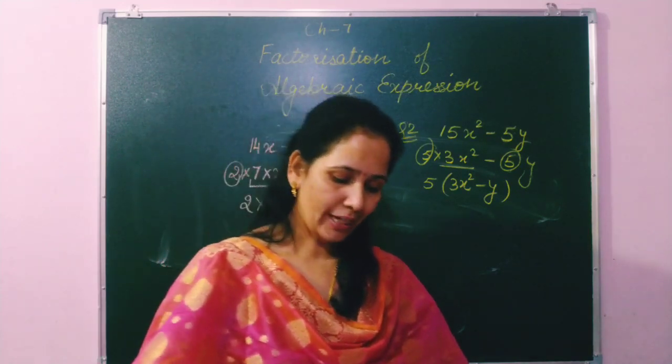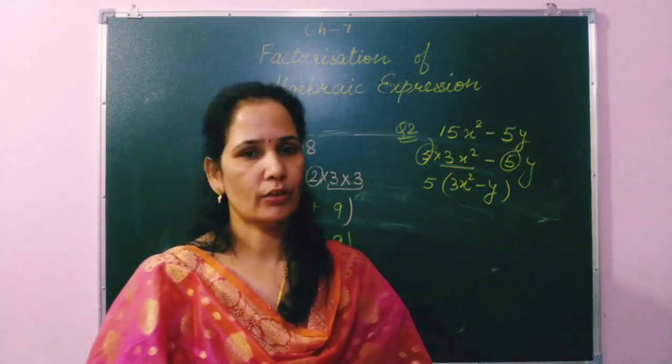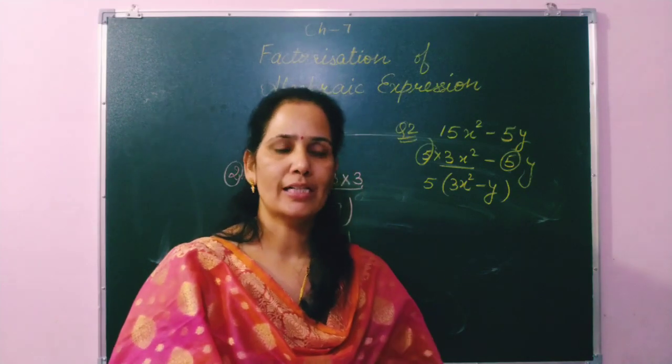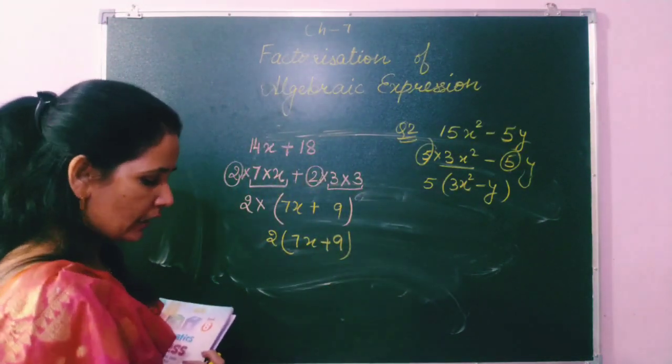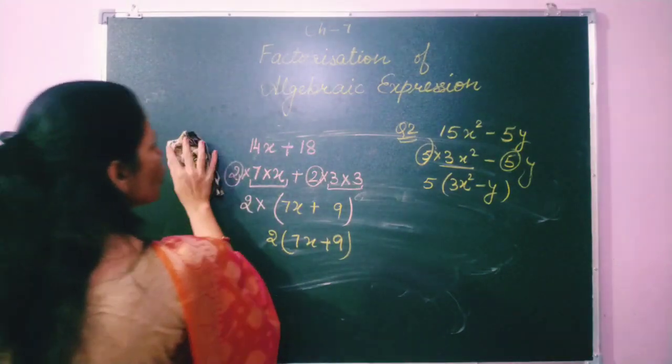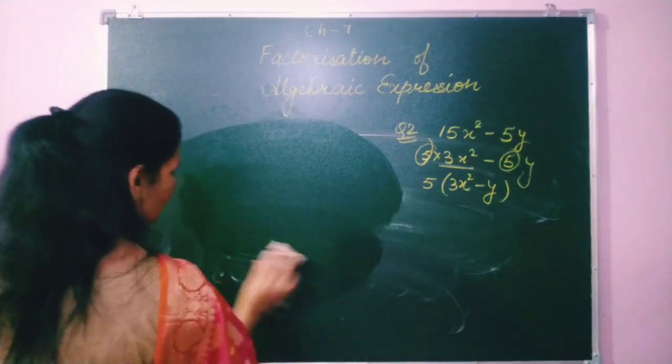Now we have discussed how to find out the factor of a monomial and the factor of an algebraic expression. So these are the single factors we have found out. Now students, when we have to find out the factor in a group, then how do we find this factor of a group? Let's see.